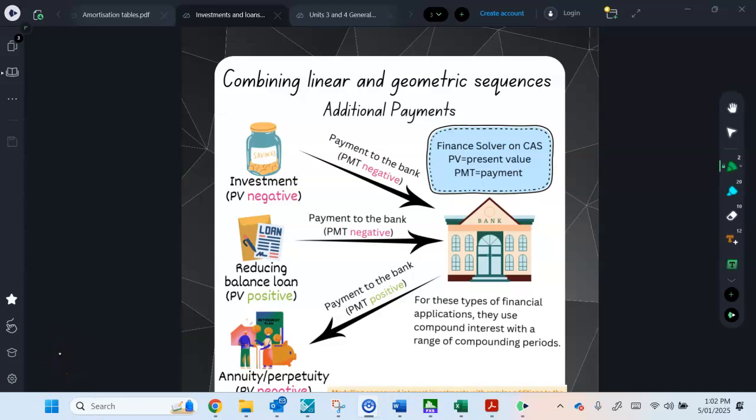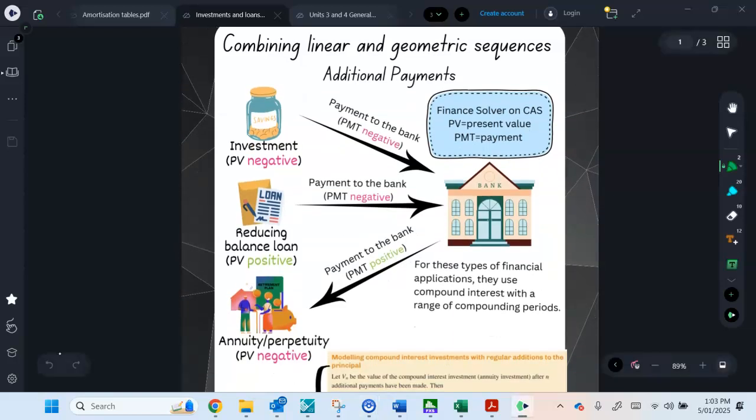Everyone, in this video we're going to look at some maths problems relating to the theory that we went through in the previous video. So combining linear and geometric sequences, so basically it's not just one or the other, you're combining them, and basically that just means you're making additional payments if we're thinking of the context of financial maths. So you've got three types: investment, reducing balance loans, and annuities. And remember, perpetuities is just a type of annuity, and we'll go over that in more detail later.